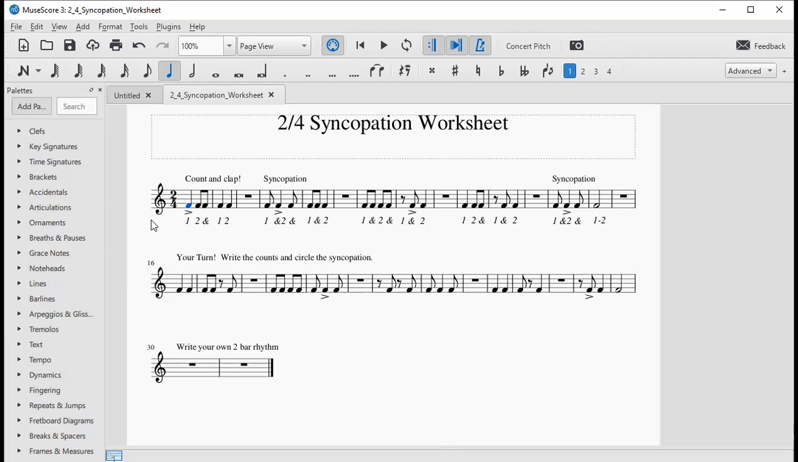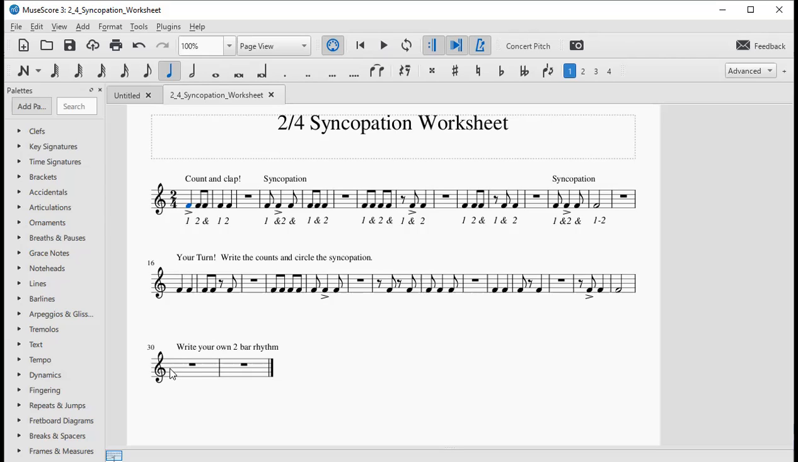Okay, so what should you do on the first line? Clap and count it, just like what we've been doing. So say it out loud and clap it out loud. You can go as fast or as slow as you want. We're going to practice in a minute with a metronome on the computer. The second line is your turn to write in the counts, and if there is any syncopation, you can circle that so that you show me that you know what the syncopation is. Okay, so the second line, you write in the counts and circle the syncopation.